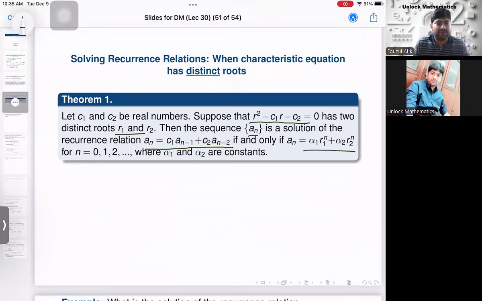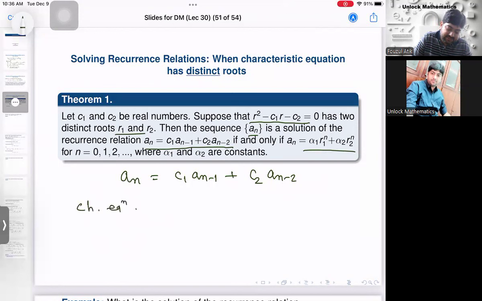I'll give some examples, it will be very clear. So I have the recurrence relation a_n is equal to c1 a_(n-1) plus c2 a_(n-2). From there I got the characteristic equation of it. What is the characteristic equation? The characteristic equation is r^2 minus c1 r minus c2 equal to 0, where the power is reduced accordingly. This is the characteristic equation.